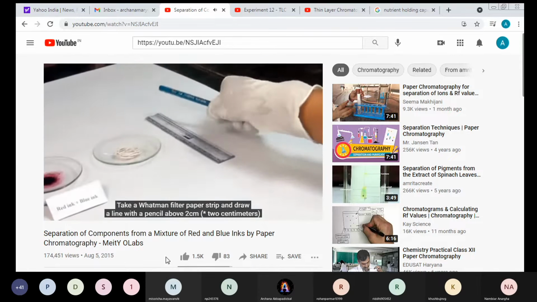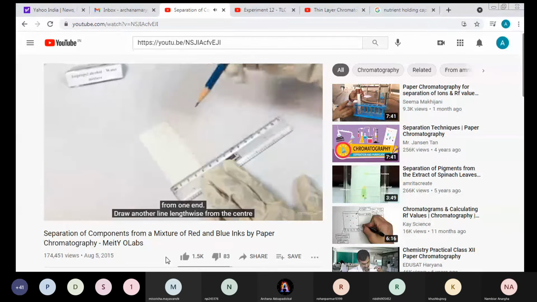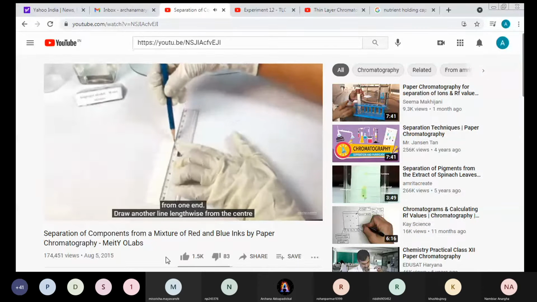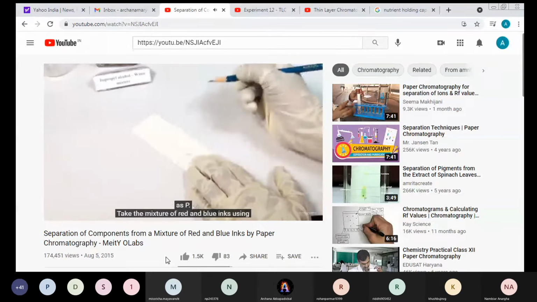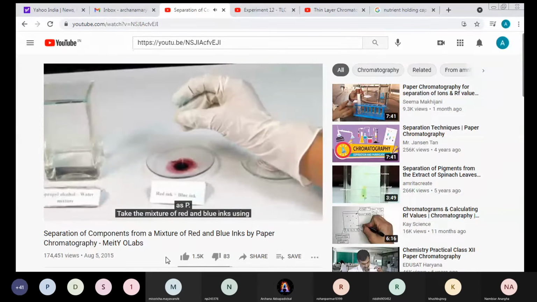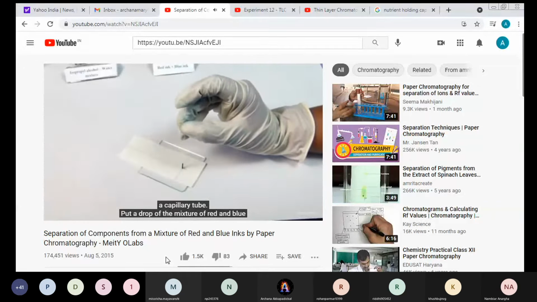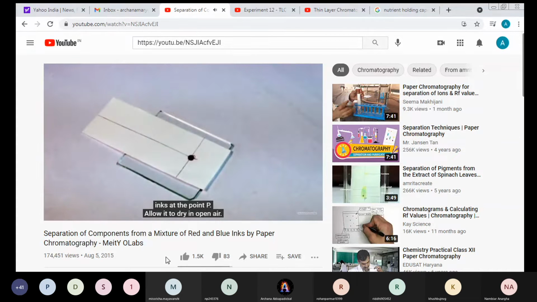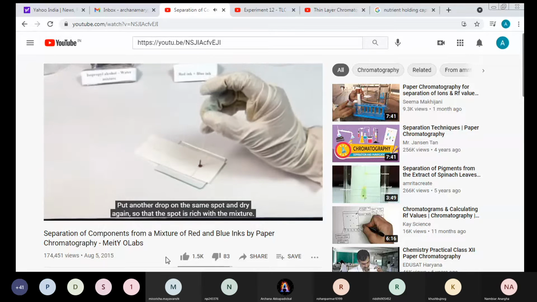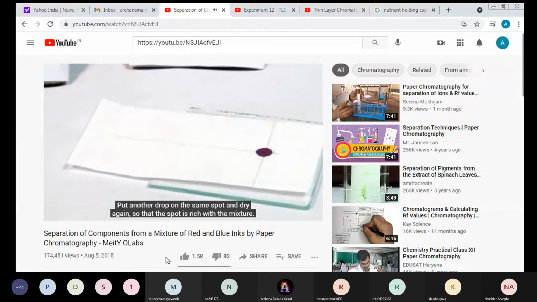Procedure: take a Whatman filter paper strip and draw a line with a pencil above 2 centimeters from one end. Draw another line lengthwise from the center of the paper. Name the point at which the two lines intersect as P. Take the mixture of red and blue inks using a capillary tube. Put a drop of mixture of red and blue inks at the point P. Allow it to dry in open air. Put another drop on the same spot and dry again so that the spot is rich with the mixture.